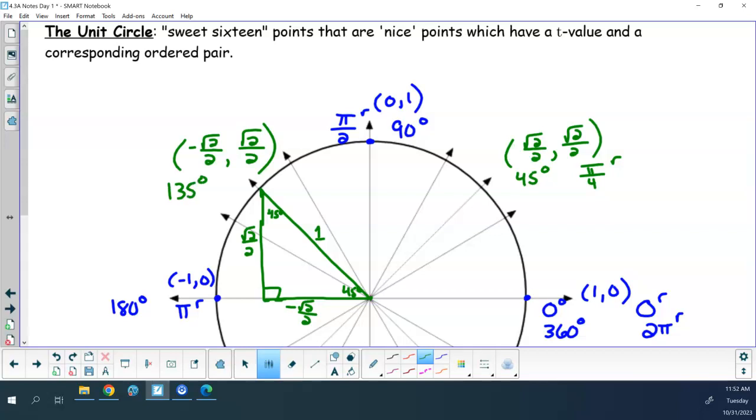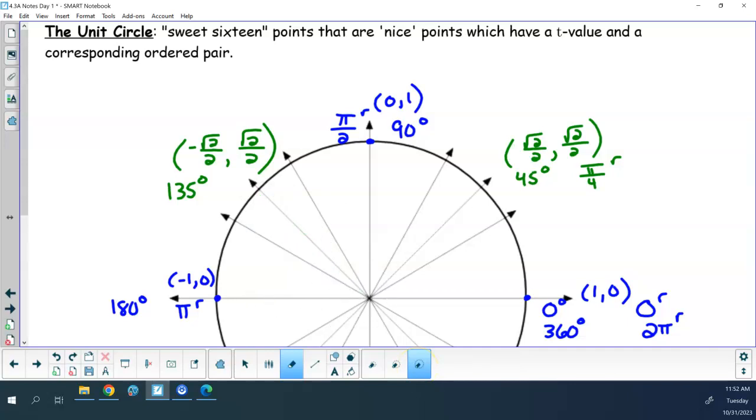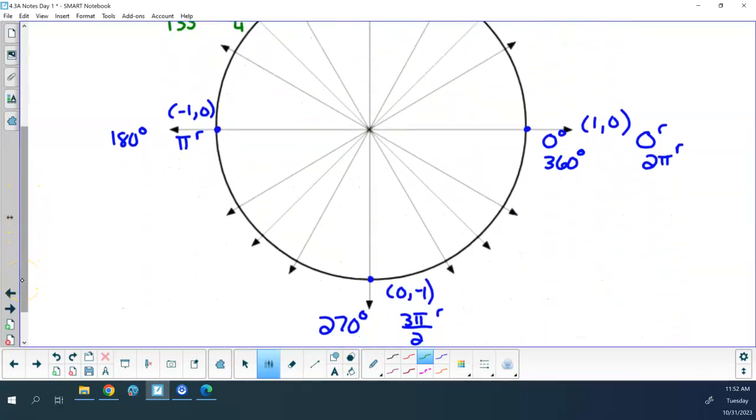In terms of radians, it would be 3 pi over 4 radians. Now, coming down here, hopefully we've seen the pattern now. Down here, it's going to be negative root 2 over 2, negative root 2 over 2.